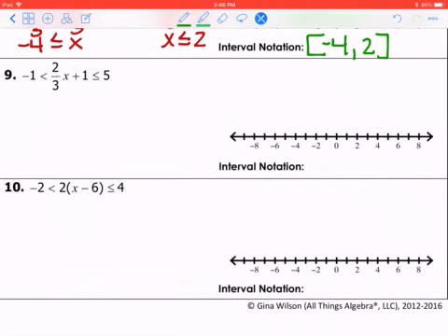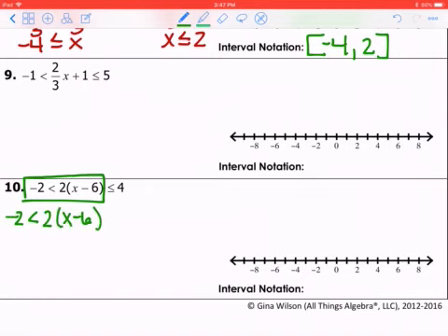So this one has some distributive property in it, you can see. So first thing, we're going to figure out our two equations. So remember, we start at the end, go up to the middle till we get to the next inequality symbol. So there's my first one. -2 is less than 2 times x minus 6. Or, if we look at the other one, I'm going to start at this end, go to the middle till I hit my next inequality symbol. There's my other equation. 2 times x minus 6 is less than or equal to 4.